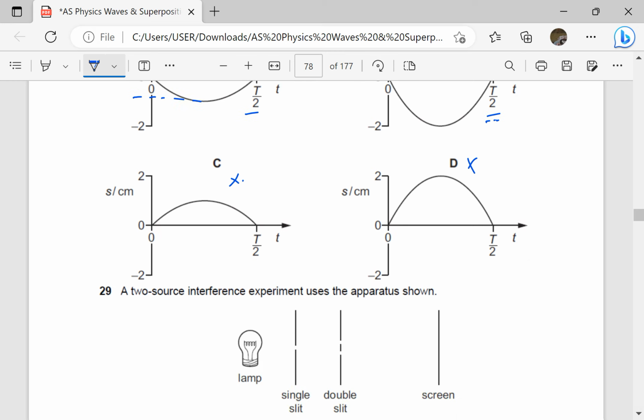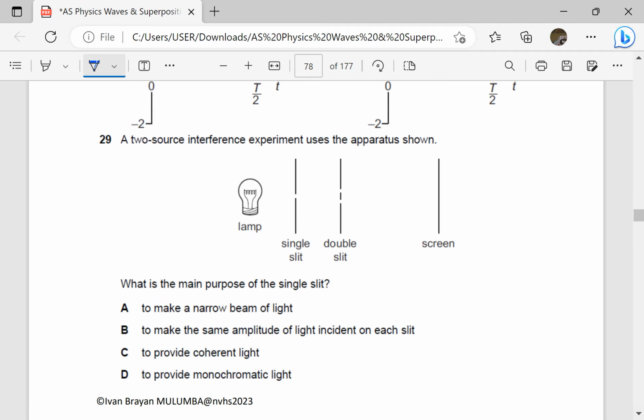Okay, lastly, for this video, a two-source interference experiment uses the apparatus shown. What is the main purpose of the single slit? The single slit is going to produce a single source of light, or a coherent source of light, because we need coherency for light to undergo interference. So the answer is going to be C, to provide coherent light.